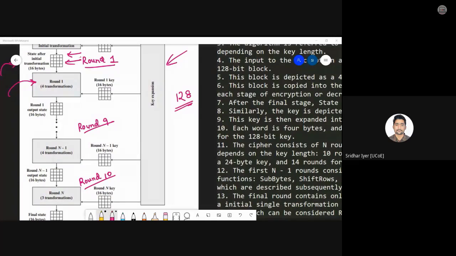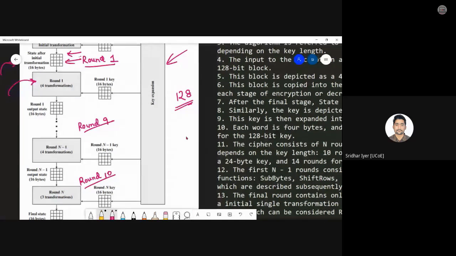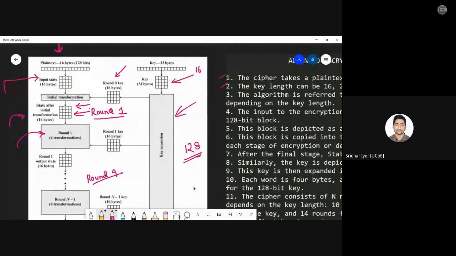Now let me show you what exactly is the key transformation function over here, or we can say key expansion function. Just understand this, initially there is a 16-byte key which goes into this key expansion function, and the output is nothing but keys for each and every round.